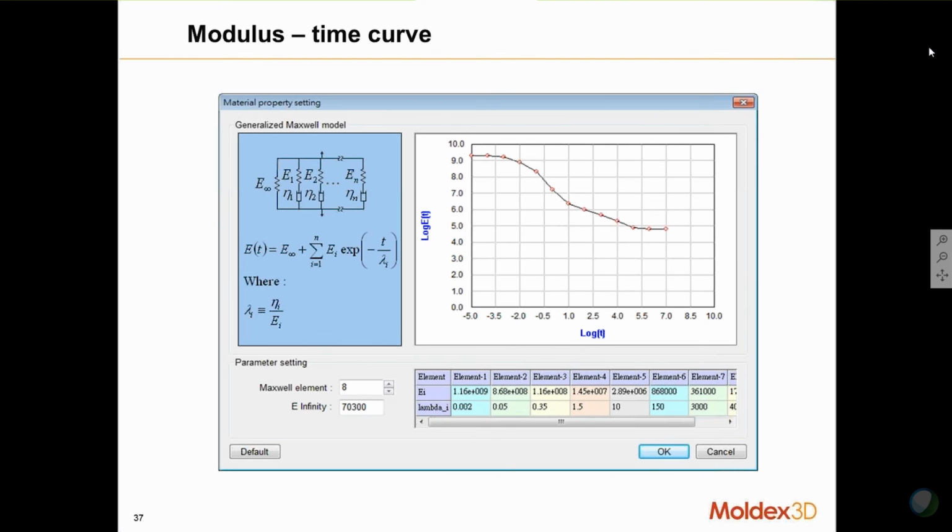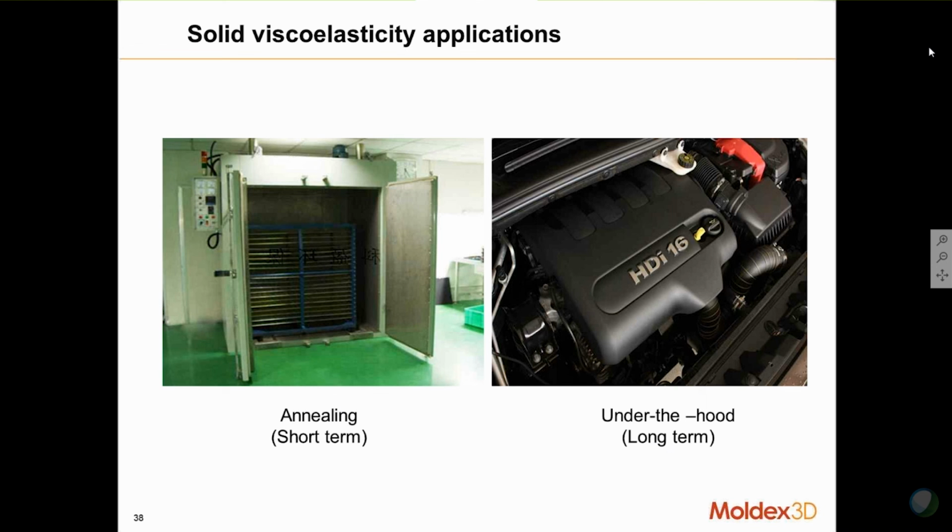Here we also introduce another functionality to our software, which is the modulus as a function of time. If you are familiar with polymer physics, this is called relaxation modulus. Basically what we are looking at is the modulus as a function of time, and also as a function of different environments such as temperature. This is important for predictions in applications such as annealing, or even long-term applications such as under the hood usage.